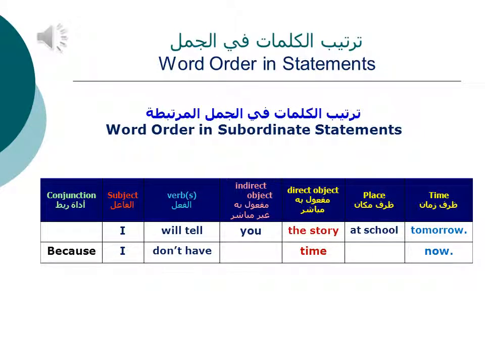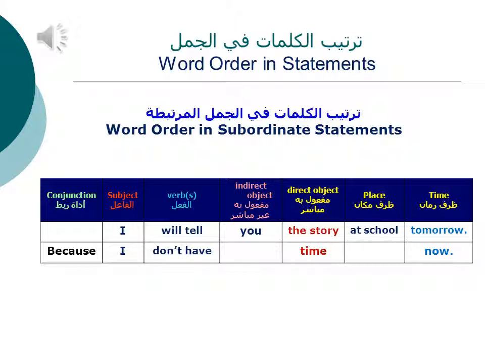Now let's look at how we order words in subordinate statements. I will tell you the story at school tomorrow. Now this is the order like the previous one. We start with the subject, the verb, the indirect object, the direct object, the place, and the time. Now the time can come at the beginning as well. We can say, tomorrow I will tell you the story at school.